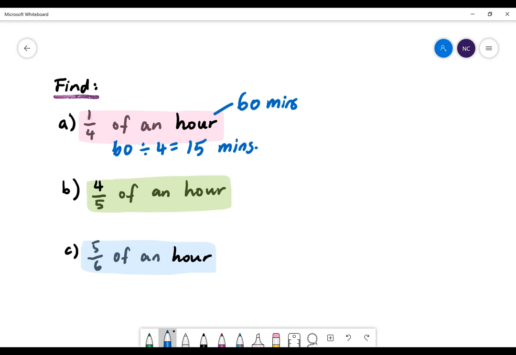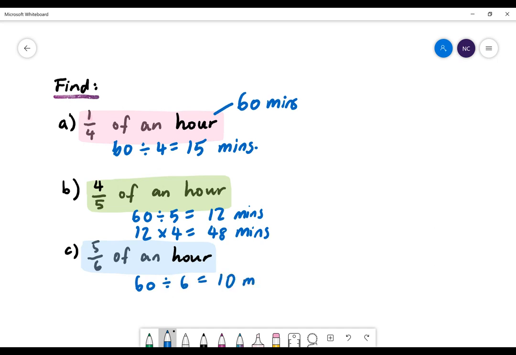In B, we want to find 4/5 of an hour. We'll take our 60 minutes divided by 5, which will give us 12 minutes. Take 12 and multiply by our numerator, which is 4, so we're left with 48 minutes. In C, we want 5/6 of an hour. Take 60 minutes divided by 6, so we have 10 minutes. And then take 10 minutes and multiply by 5, which will give us 50 minutes. So here for A, we've got 15 minutes, B, 48 minutes, and C, 50 minutes.